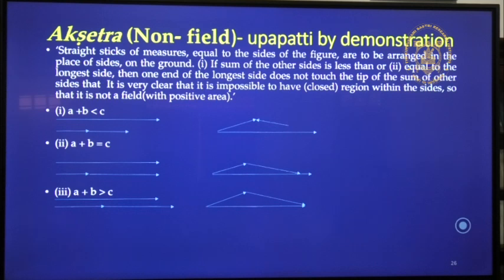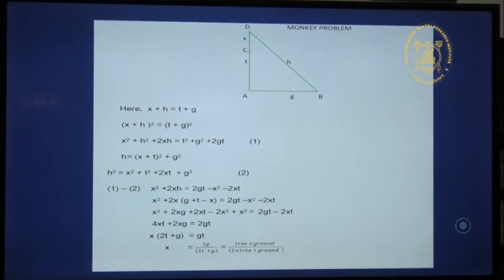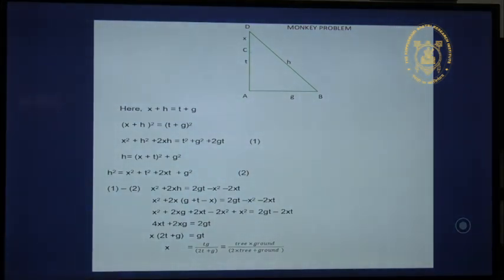Previous slide, you want? You take the two equations, one is the Shilba theorem, one the result, you can combine that and get that. It is easy.